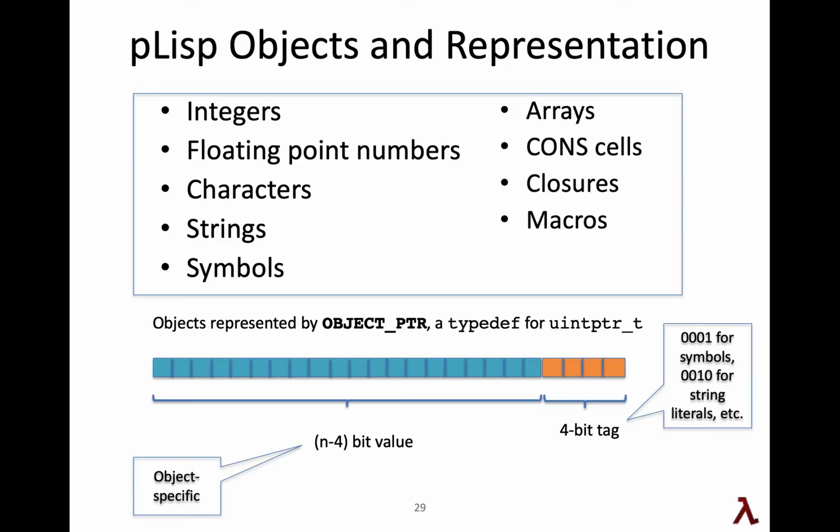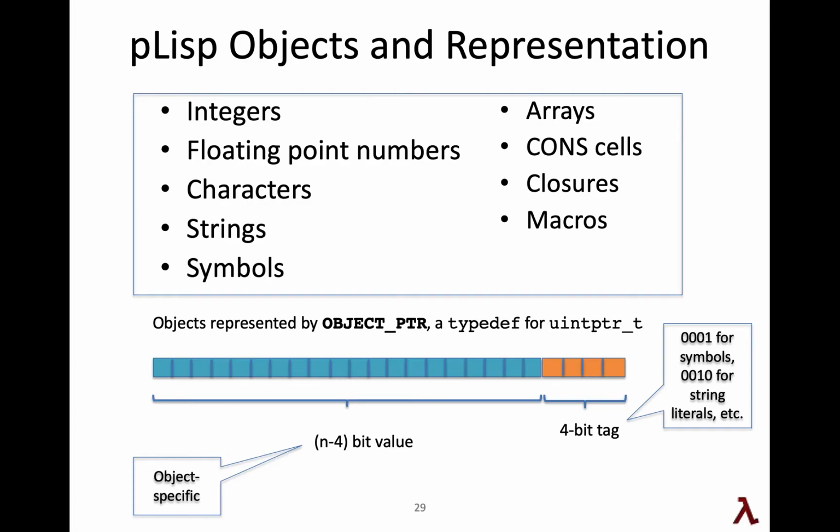Next, I'd like to spend a few minutes talking about pLisp objects and how they are internally represented. So you have these different object types that are supported in pLisp. You have integers, floats, characters, strings, symbols, arrays, the cons cells, and of course the closures and the macros, which are also actually pLisp objects.